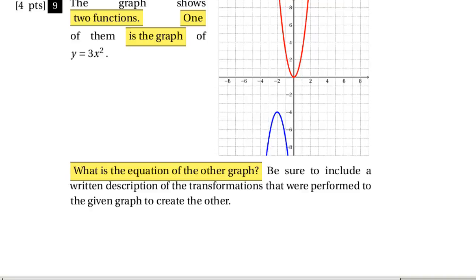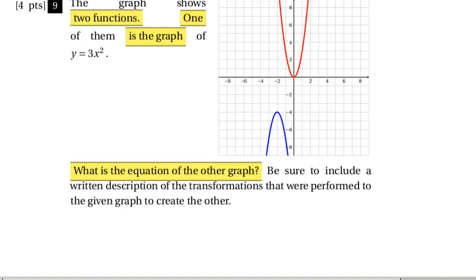So in question 9, they give us two graphs, and they say one of them is the graph of y equals 3x squared. What's the equation of the other graph? And be sure to include a written description of the transformations that were performed. Okay, well, let's see here.